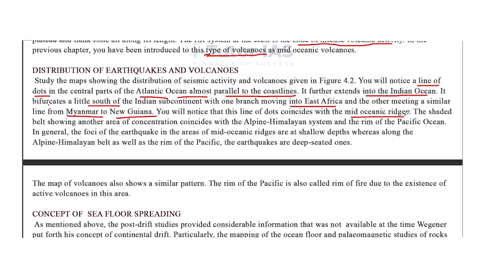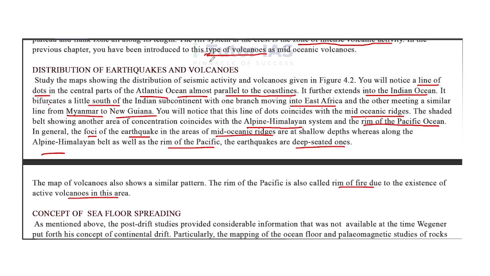Now, the shaded belt showing another area of concentration coincides with the Alpine Himalayan system and the rim of Pacific Ocean. In general, the foci of the earthquakes in the areas of mid-oceanic ridges are at shallow depths, whereas along the Alpine Himalayan belts as well as the rim of Pacific belts, the earthquakes are deep-seated ones. The maps of volcanoes also show a similar pattern. The rim of Pacific is also called the rim of fire due to the existence of active volcanoes in the area. So that's about the distribution of earthquakes and volcanoes.